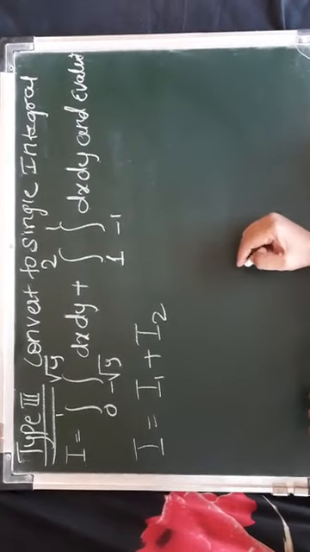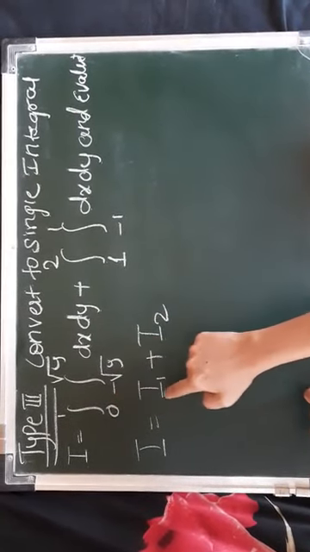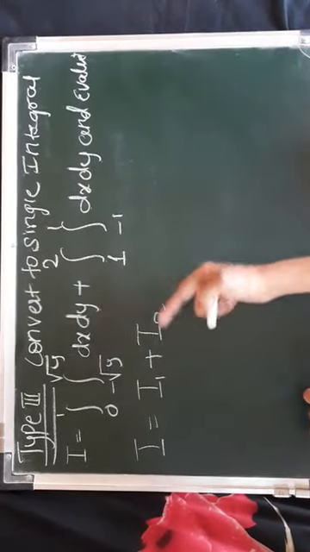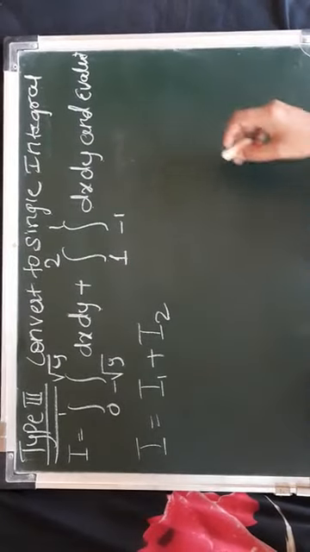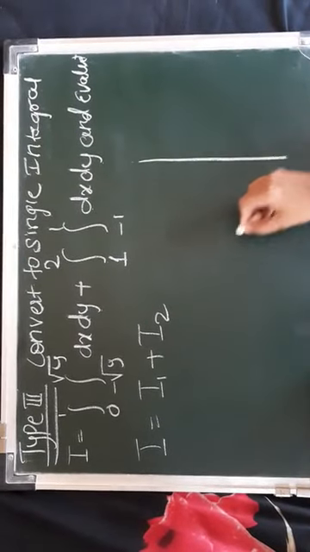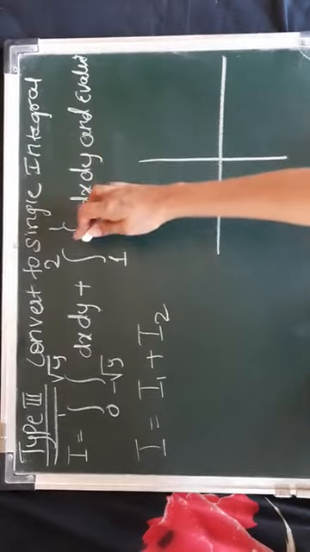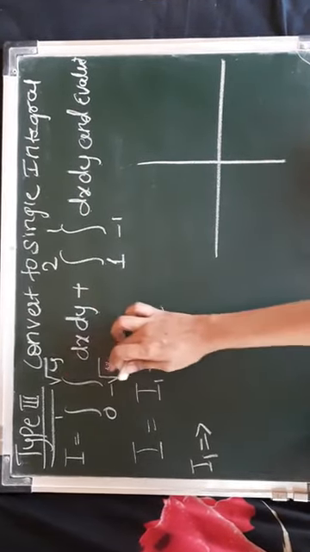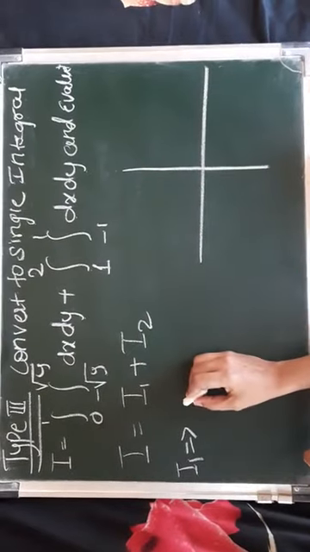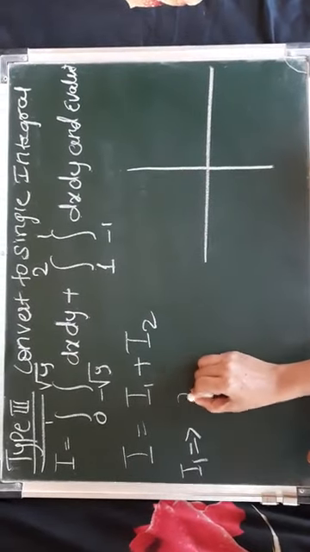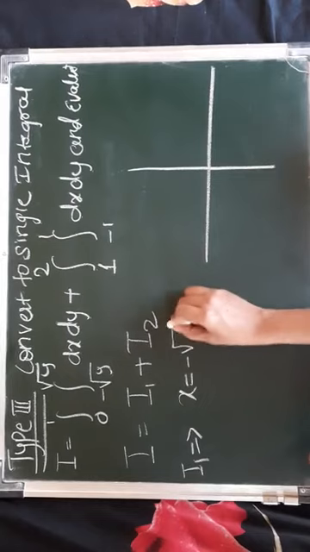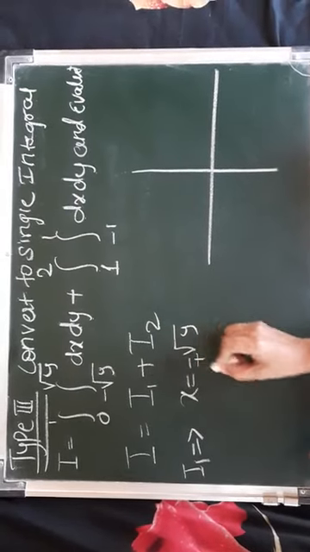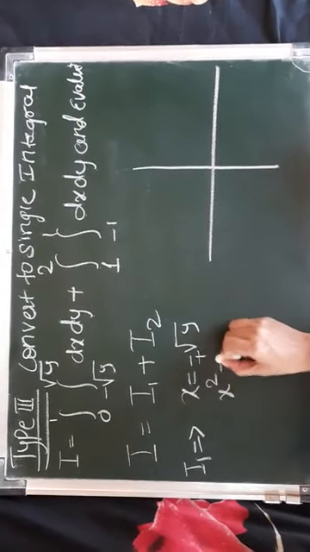We are going to draw the curve, then I'll explain what is the meaning of I1 and I2, and then how we take it together to form a single integration. So let me draw the curves which are represented by the integrations. In the first integration I1, you just see here the limits are given in terms of y. That means these are the values of x. So x is equal to minus root y or x is equal to plus root y. So if I square it, x square is equal to y.